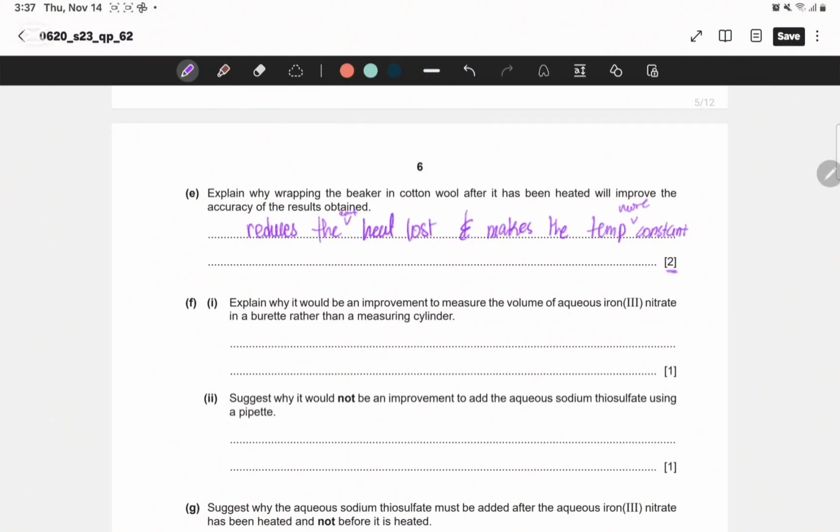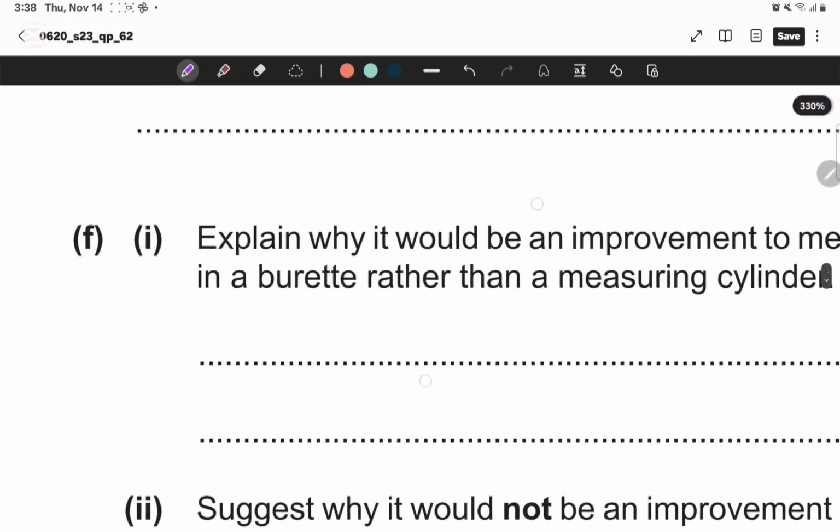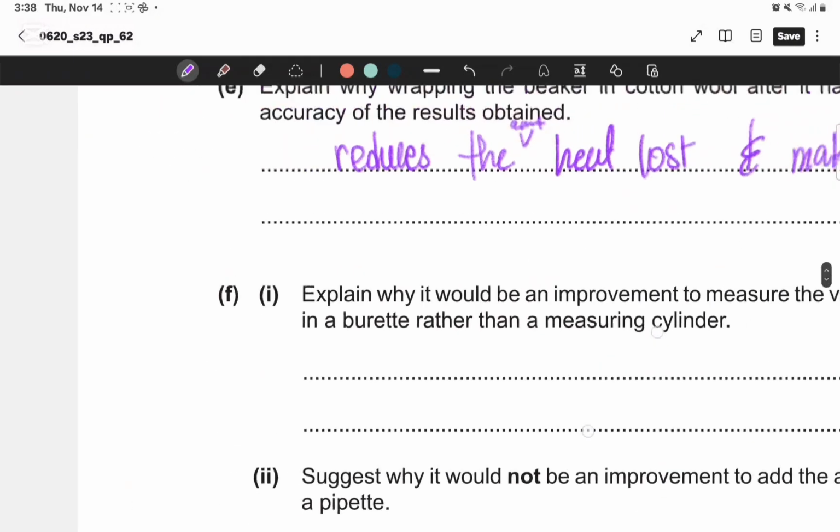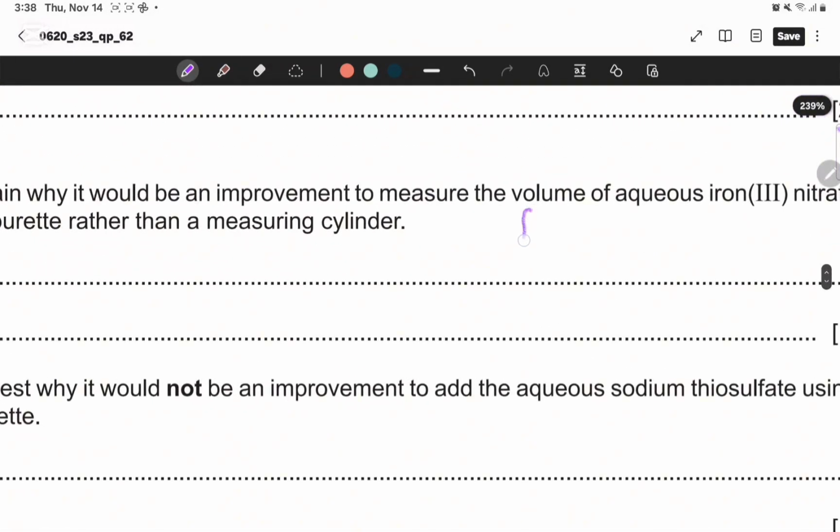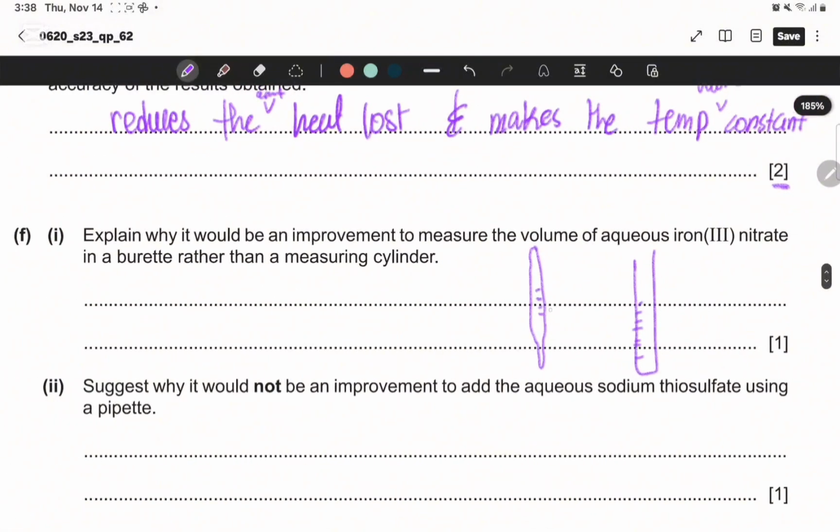nitrate in a burette rather than a measuring cylinder. We know that a burette is way more accurate than a measuring cylinder. A burette is like this, kind of, and then a measuring cylinder is like this. Then there's the lines here, and the lines here. Okay, this is way more accurate rather than this, so we can say it's more accurate. Now that's the only thing you need to say. It's also only 1 mark, so more accurate.